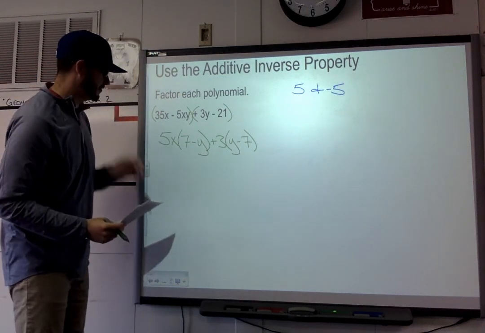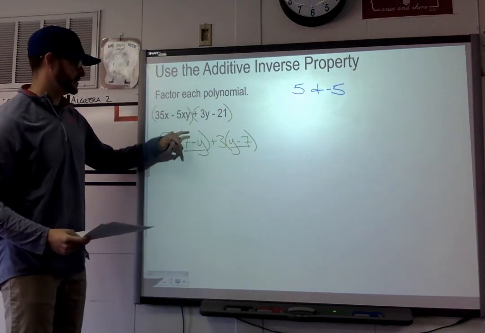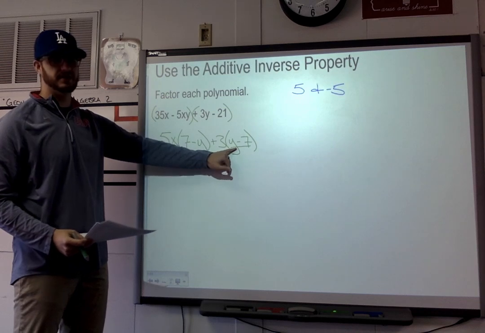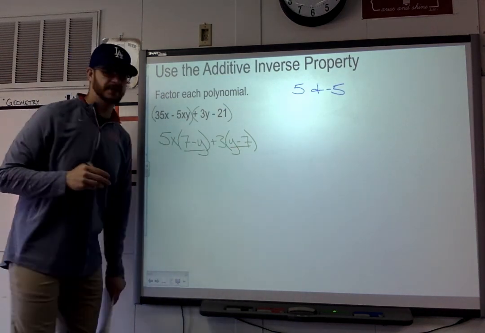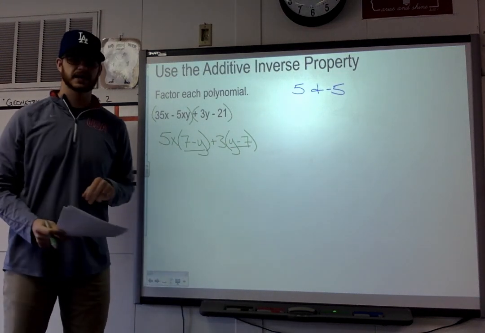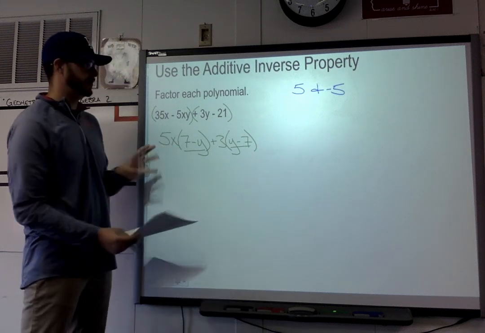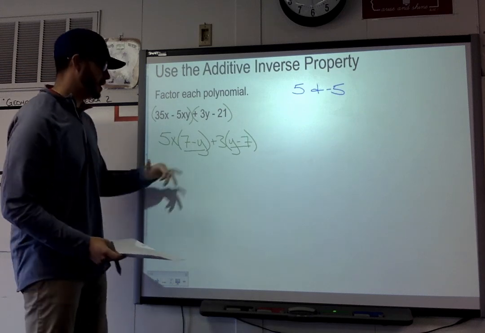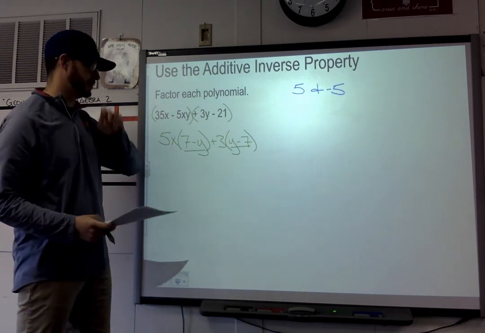So here, if you look at this, our two sets of parentheses, one has 7 minus y, and the other one has y minus 7. We need to get one of these flipped around so that they are both either 7 minus y or y minus 7. When you're factoring polynomials, you're usually going to have it in the form of like x plus 3 and y minus 2. So I want to get it to where they both say y minus 7.